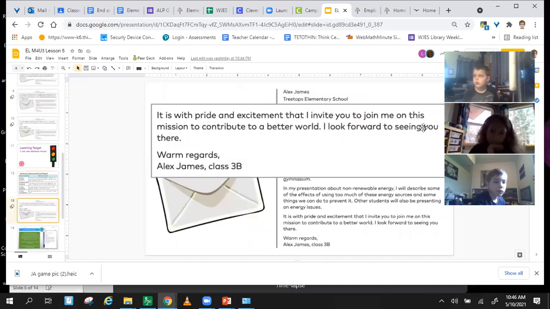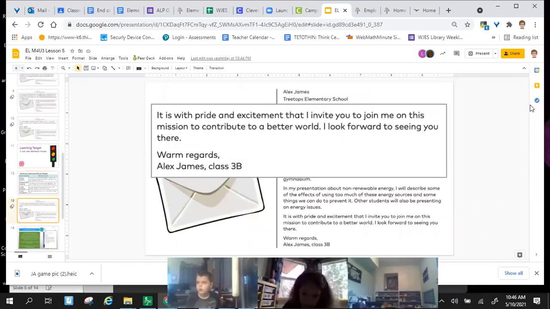So let's look right here at this. You're going to need an abstract noun in your letter. And that's one of the things they're going to require you to have in your letter. So look at this sentence here. It is with pride and excitement that I invite you to join me on this mission to contribute to a better world. I look forward to seeing you there. Does anybody see an abstract noun in that sentence? There's actually quite a few of them.